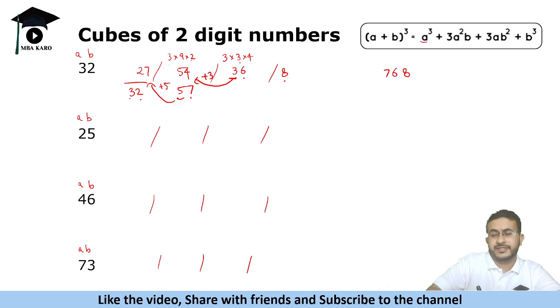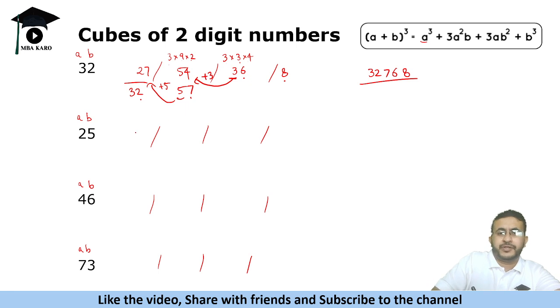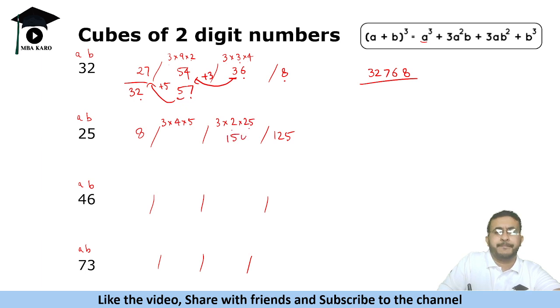Now this is the only digit left, so the cube is 32768. Okay, let's take more examples so that it becomes clear. So 25 cube: you will write 2 cube, 5 cube, then 3 into 2 square into 5, and 3 into 2 into 5 square. 5 cube is 125, so 25, 50, 150, and in this case it is 20 into 3, 60. Right, now what you do is write the last digit 5.